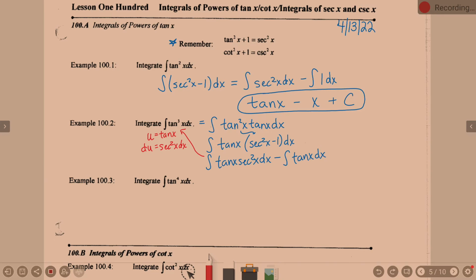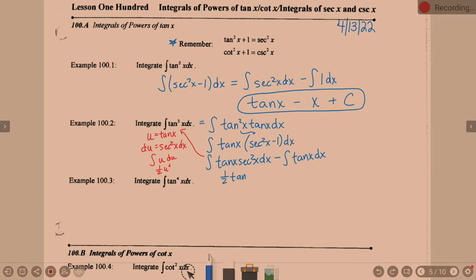Now, I don't really have room to write it here, but I'll write it over here. The integral, if u is tangent x, right, here's u, and then secant squared x dx is du. So what's the integral of u du? That's 1/2 u to the second, except ours isn't u for our final answer. We're going to go back and say 1/2.